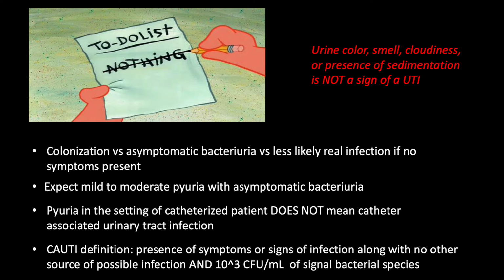When dealing with colonization, the bacteria in itself can still produce leukocyte esterase, cause increased number of white blood cells in the urine, and nitrites. This does not mean that there is an infection.